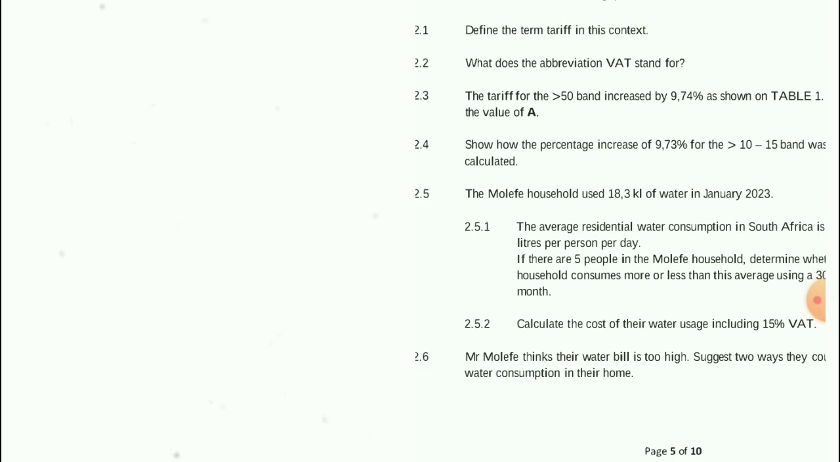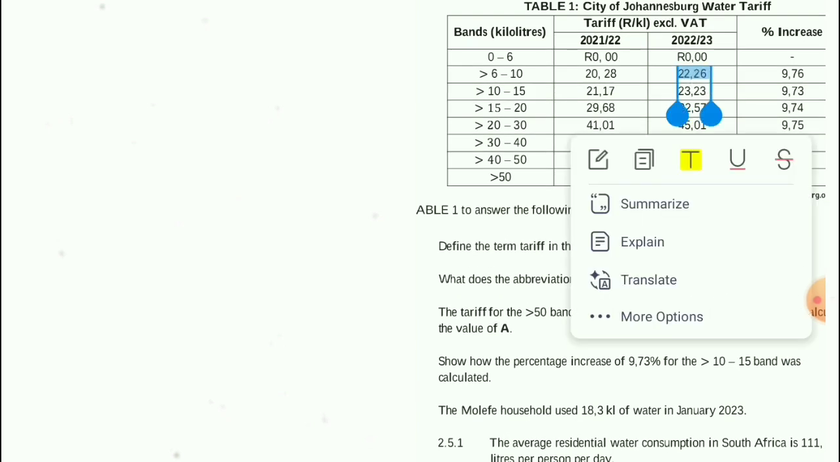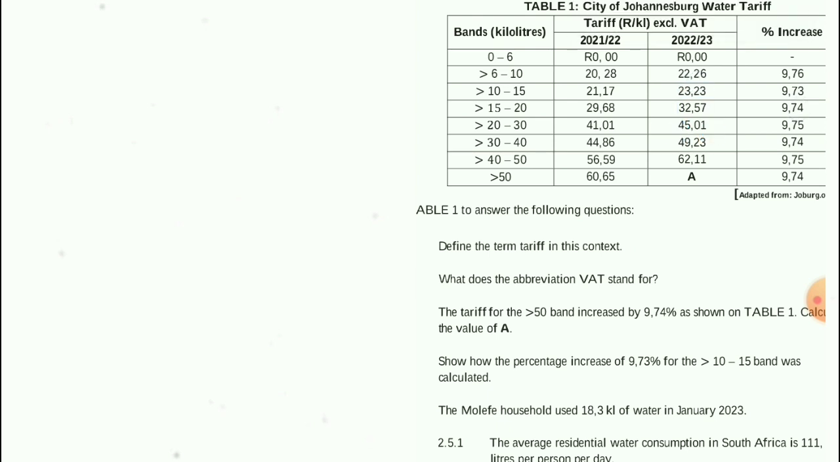Remember, in 2.5, Mulife's household used 18.3 kiloliters of water in January 2023. So we are dealing with the 2023 calculation, as you can see in blue there. We are dealing with 2023. Don't use 2022, please.